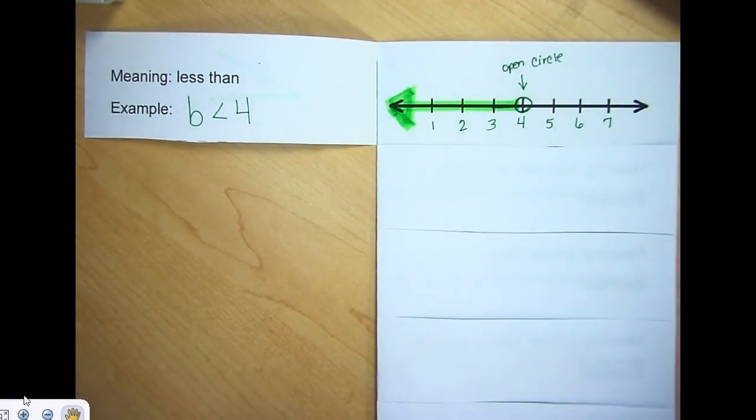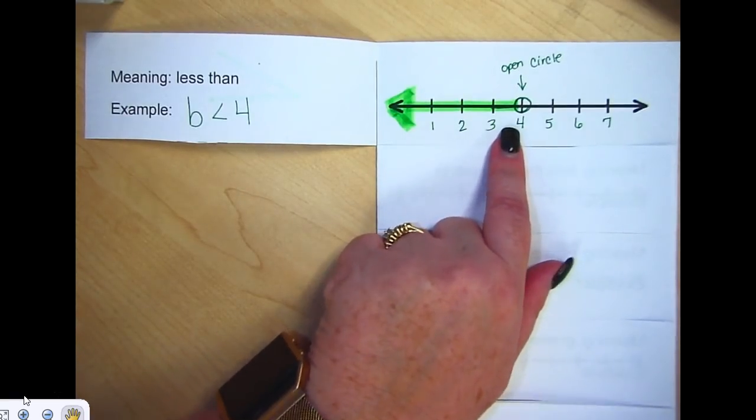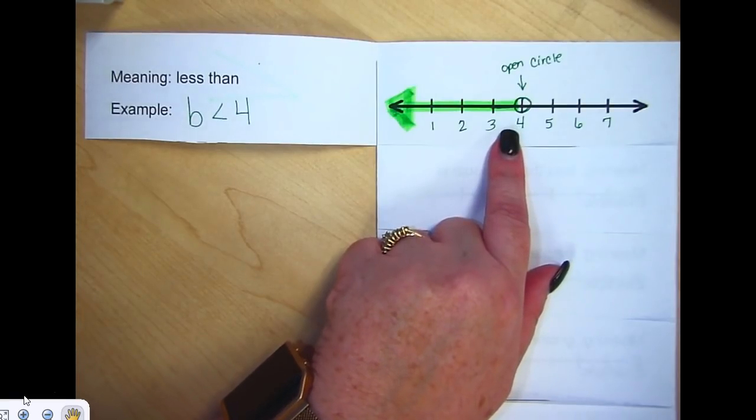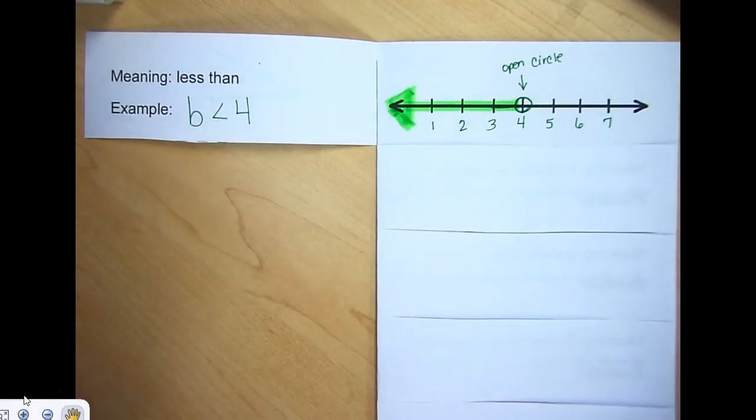So B could be 3. It could be 2. It could be 0. It could be negative 20. If we're saying B is any number less than 4, does it include 4? No. Does it include 3.99999? Yes. Any number all the way up to, but not including 4. Does that make sense? So it also includes all those negative numbers that are down there to the left.